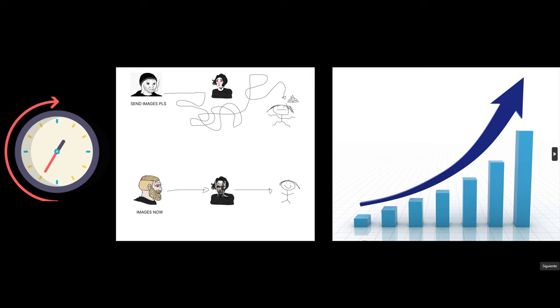Then for scalability, it's just obvious. If you have more than 5 models and you need to keep producing accounts for all of them, it's just more scalable to do it this way.